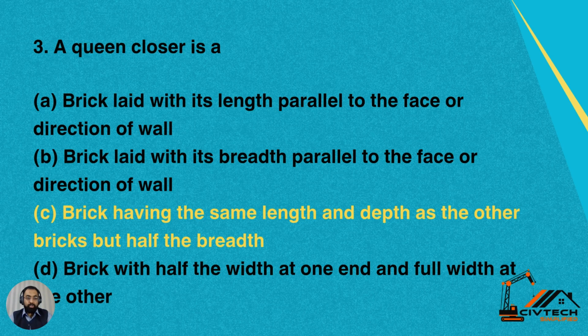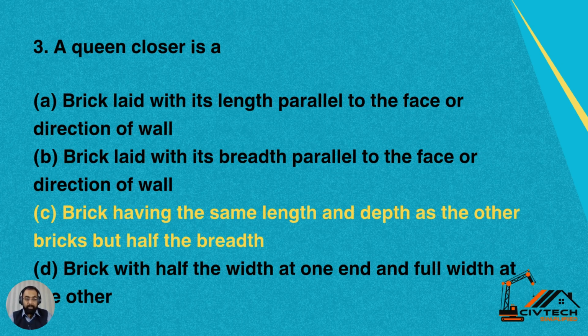Question number three: a queen closer is a. What is a queen closer? Most of you will be familiar with this. Option A is a brick laid with its length parallel to the face or direction of the wall. So it's not that, I think. Option B is a brick laid with its breadth parallel to its face or direction. First was length and second is breadth, but the option is parallel for those. But a queen closer is never placed parallel, we know.